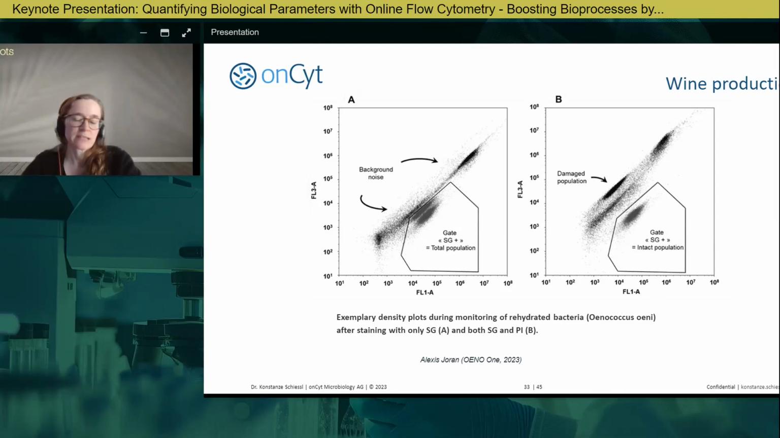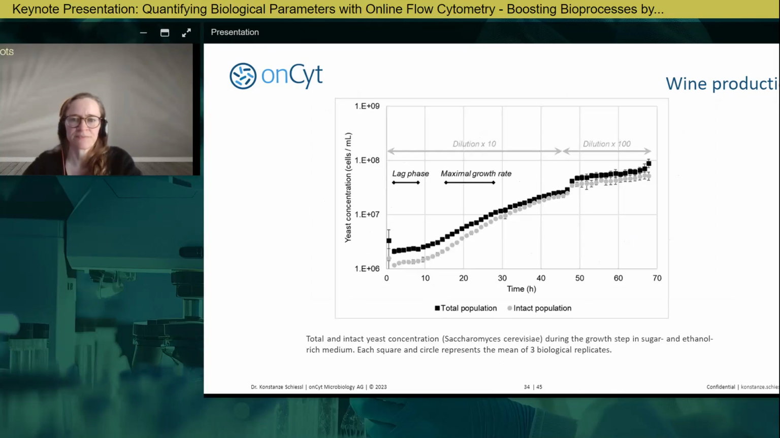What you also see here, that's typical of flow cytometry, often you have background noise that you need to make sure you tell apart from your cells. And then what we did here is to follow the growth. Here we're looking at the yeast actually. And you see the total and the intact population, and you see a lag phase, and then the cells start to grow, and then they slow down a little bit. So we were able to follow this in real time.